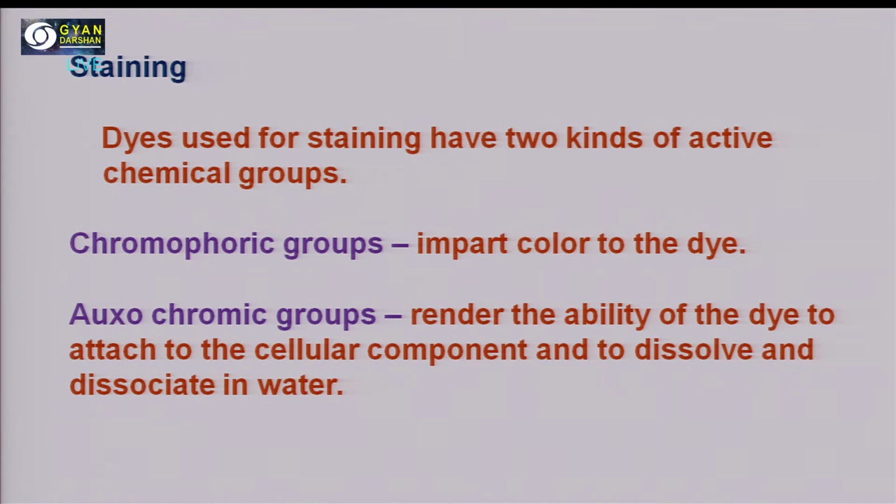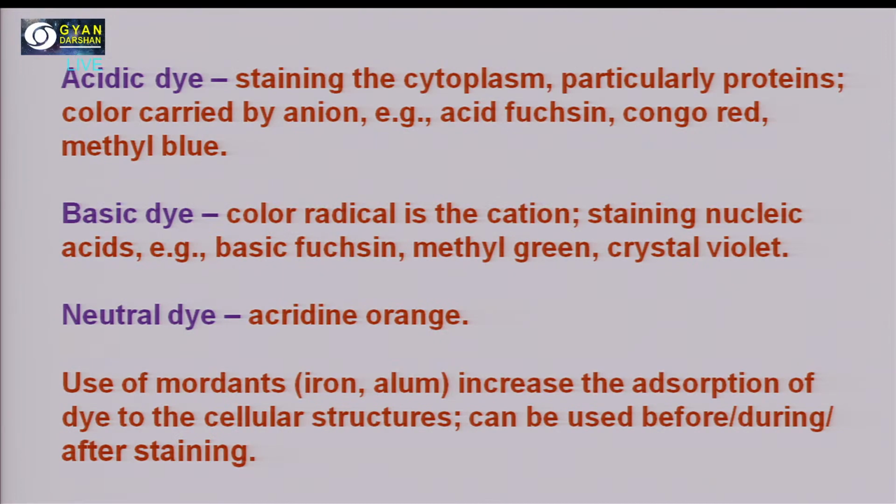Now, what is the chemical nature of a stain? Stains are basically dyes, and they have two groups: the chromophoric group, which imparts color to the dye, and the oxochromic group, which gives the dye the ability to attach to the cellular component and to dissolve and dissociate in water, because ultimately you need to dissolve the stain. These are powders which you need to dissolve. You can dissolve them in water, or in other solvents like ethanol, acetone, etc. So the chromophoric group and the oxochromic group.